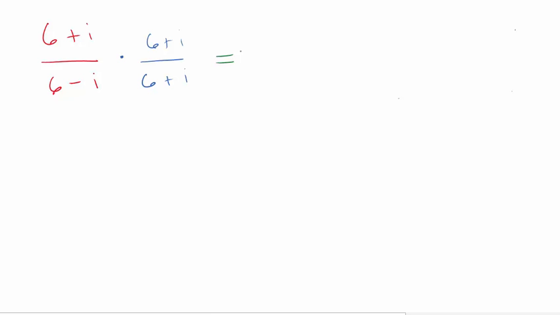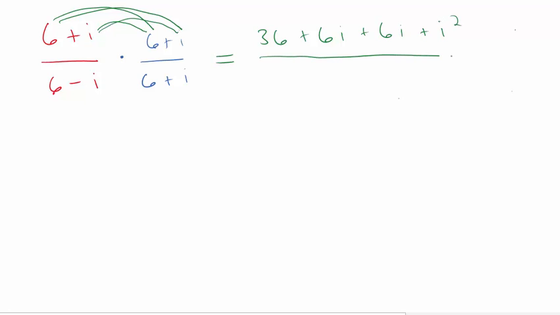So now, let's see what this comes out to. So we'll do the FOIL method again. So 6 times 6 is 36. 6 times i is plus 6i. And then i times 6 is 6i. And then i times i is i squared. Now we do the same thing in the denominator. 6 times 6 is 36. Plus 6 times i is 6i. And negative i times 6 is negative 6i.